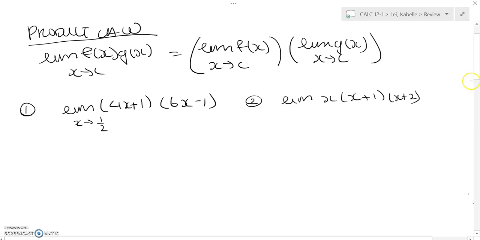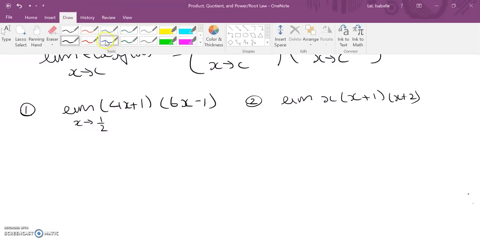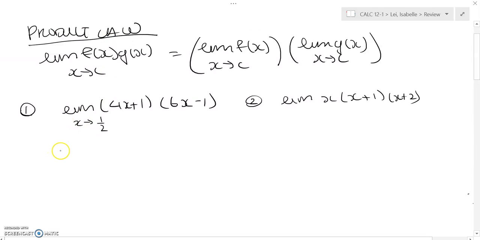So a couple of practice questions that are super easy. The first one is the limit of 4x plus 1 times 6x minus 1 as x approaches a half. So let's use a different color. We can break this up into the limit as x approaches a half of 4x plus 1, all multiplied by the limit of 6x minus 1 as x approaches a half.